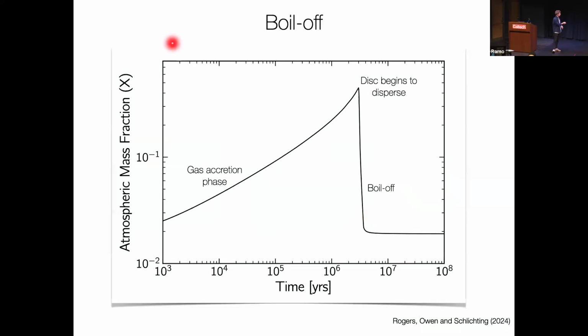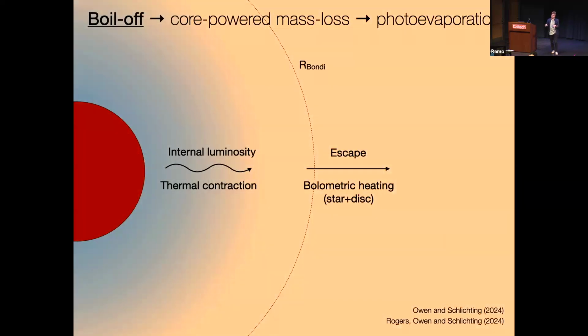And you see the planet initially accretes maybe tens of percent of envelope mass, and then the disk disperses, and we very rapidly lose the vast majority of our envelope mass. So we think boil-off is very important. And this puts us now in a position to try and understand the transition between these three mass loss mechanisms that I've been talking about.